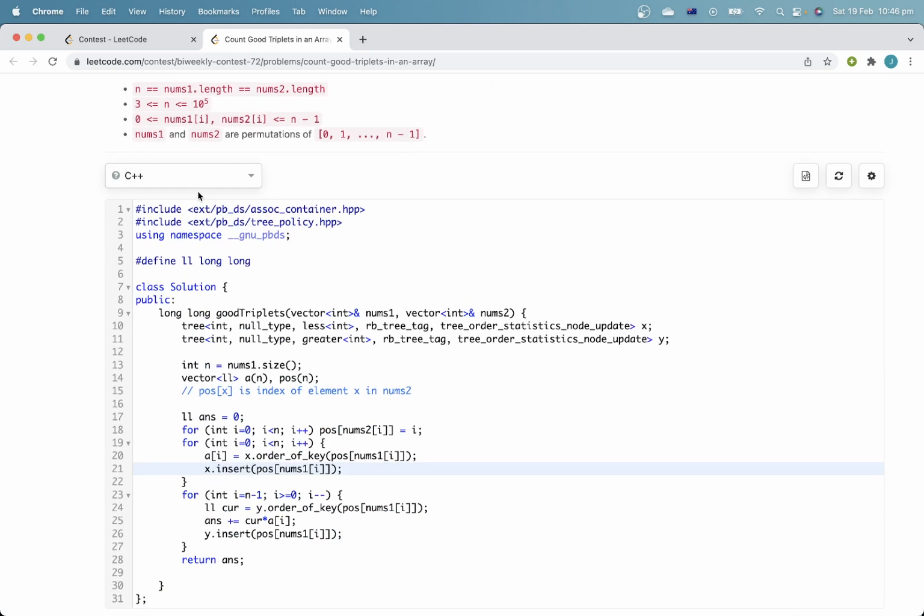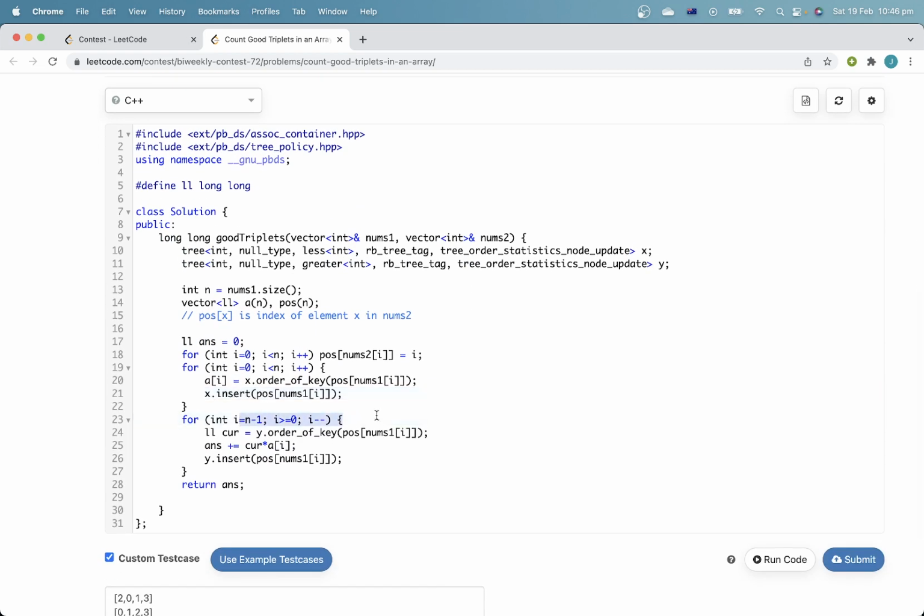And then it's exactly symmetrical for the suffix. I just iterate through in reverse. Instead of having a min set, I'll have a max set, and I use the exact same logic. Once I've found the number of valid z's for a given y, I multiply that by the number of valid x's, add that to my answer, and then return my answer. In total, because these set operations take log n time, the total complexity is just n log n.